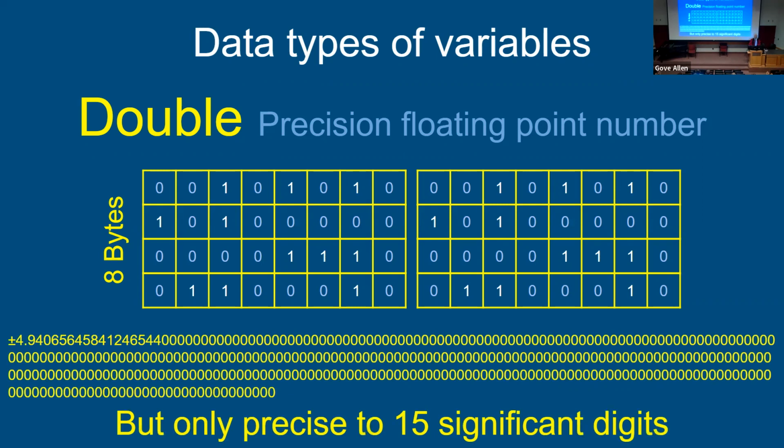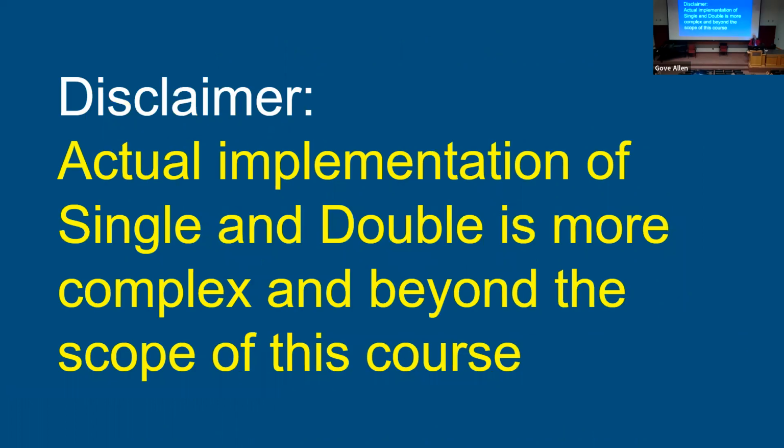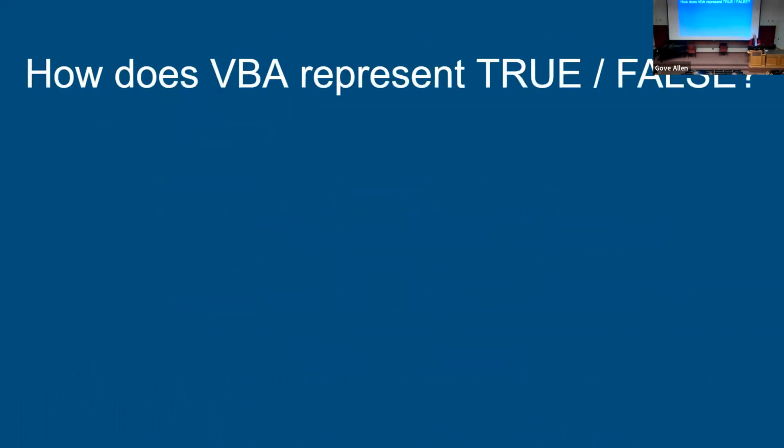So for both single and double, what are you going to think about? You're going to think these can hold really big or really small numbers. The only difference that I'm going to ask you to really understand and think about is how precise can these be? And the actual implementation is a little bit more complex than what I've shown here, but this will get you to kind of understand what's happening. It'll let you understand the limitations of the data type.